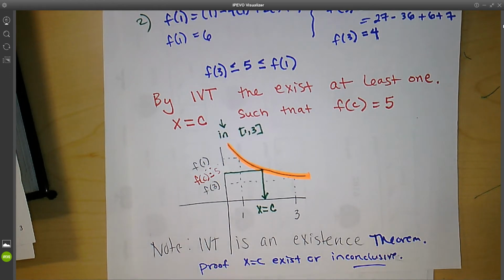If you happen to test the endpoints and it wasn't in between, you would just say inconclusive because our y value is not between. You cannot conclude that no, there doesn't exist an x equals c, because it can still exist. It's just we can use it to prove this, or we don't know. Inconclusive, cannot be applied.